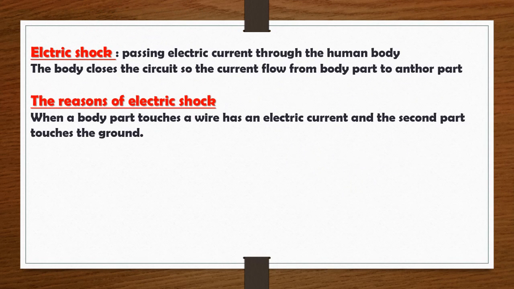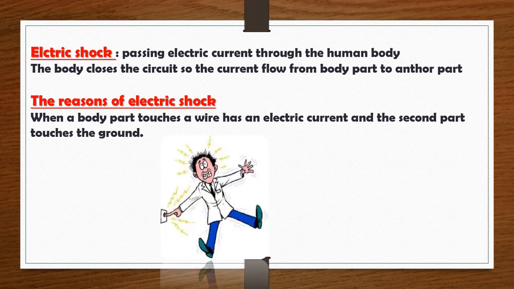Now let's talk about the other injury, electric shock. The definition is the passing of electric current through the human body. So the body closes the circuit, so the current flows from one body part to another part. What are the reasons of electric shock? When a body part touches a wire that has electric current, and the second part touches the ground. This is the first cause.